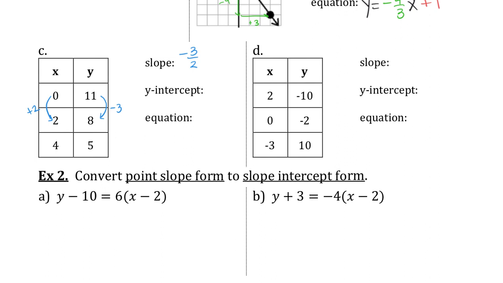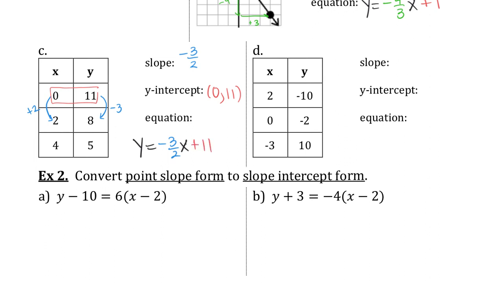Okay, the y-intercept. Well, I know it's 0 comma something. So I'm going to look at the given information in the table. I have 0, 11, 2, 8, and 4, 5. The y-intercept is 0 comma 11. Okay, so the equation is y equals mx plus b.